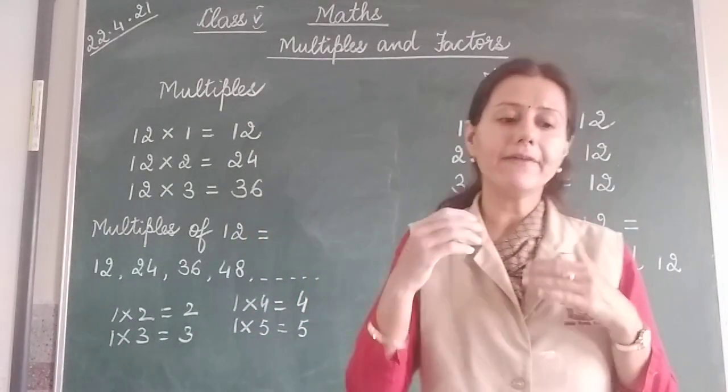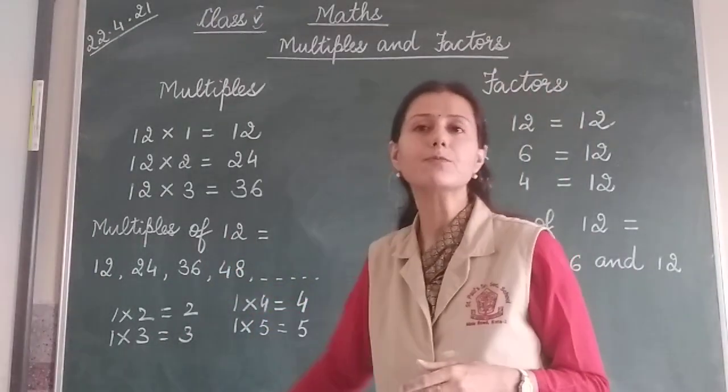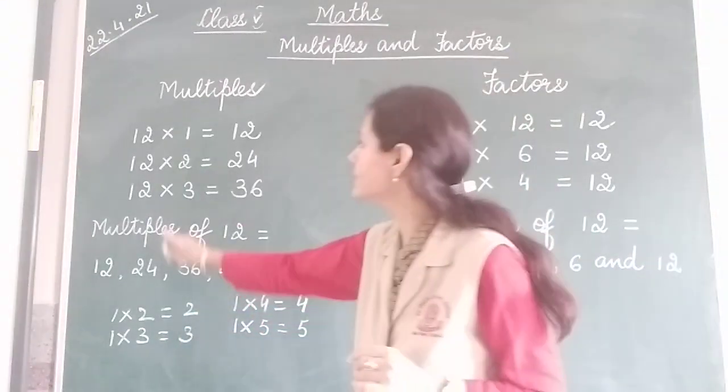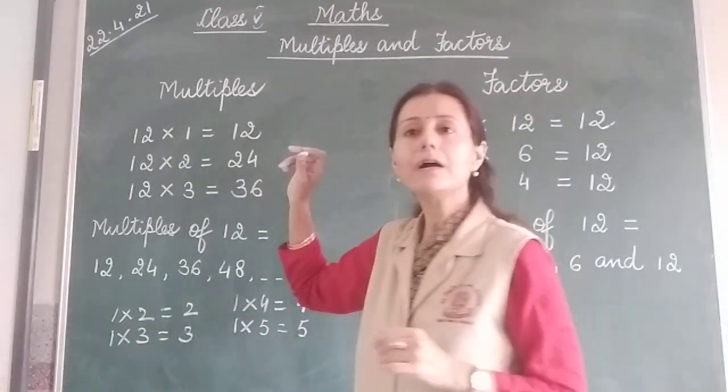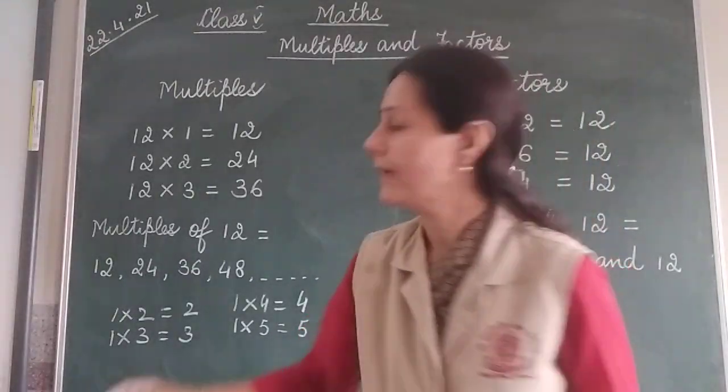So beta, every number is a multiple of 1. This is the first property of multiples. Here also you can see, 1 twelve is 12. So every number is a multiple of 1.